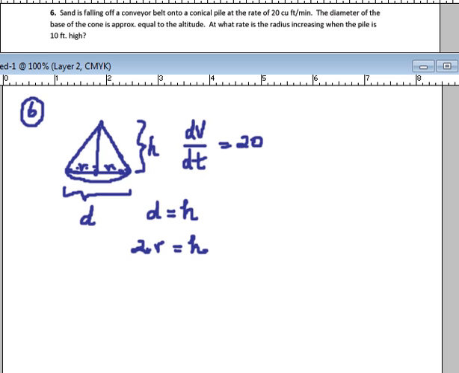Then we're asked at what rate is the radius increasing when the pile is 10 feet high. So we want to find out what dr dt is. At what rate is the radius increasing? So we want to know what is dr dt when h is equal to 10 feet high.